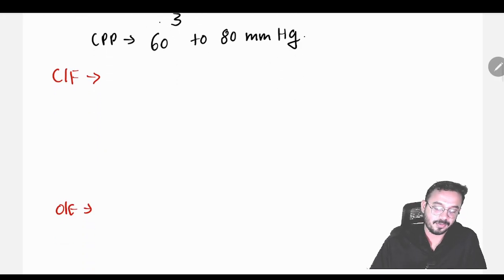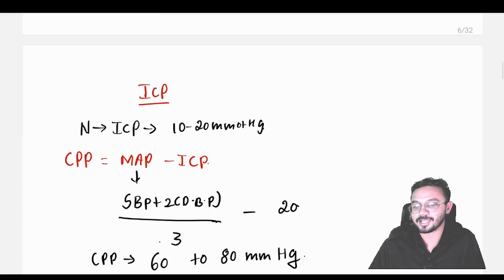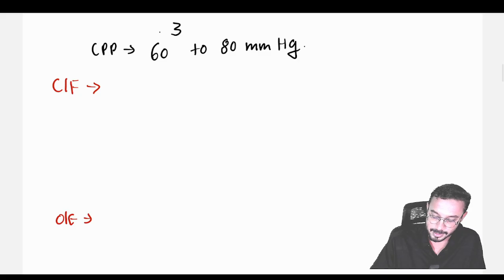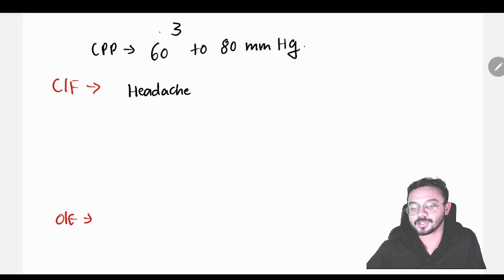And next, in terms of ICP, if the pressure is greater than 21, 22, 25, we call that raised ICP, intracranial pressure. So what are all the clinical features that you are going to get? Headache. Why is it occurring? There is a stretching of the dura mater, so that's why it leads to a headache.